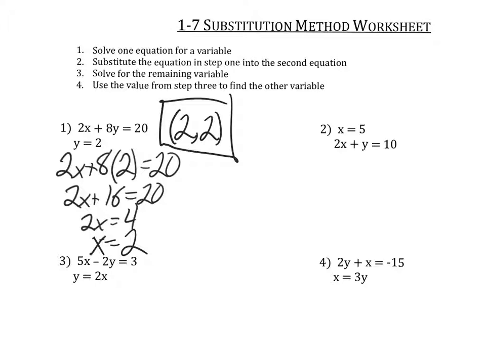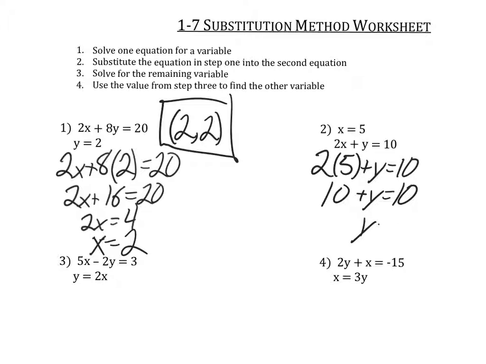Trying out my next one. It's easy again. They went ahead and told me x equals 5, so let's plug that in. So 2 instead of x, I'm going to write 5, plus y equals 10. So 2 times 5 is 10, plus y equals 10. Subtract 10, y equals 0. Again, we're just telling the two answers, so I have (5, 0).